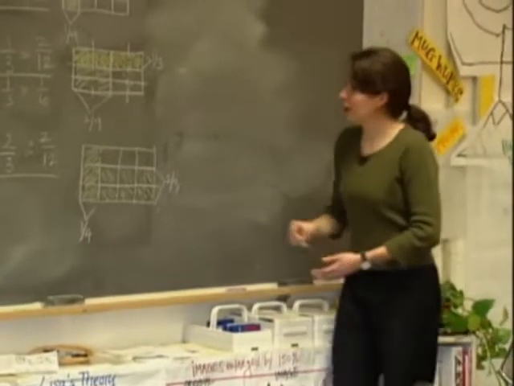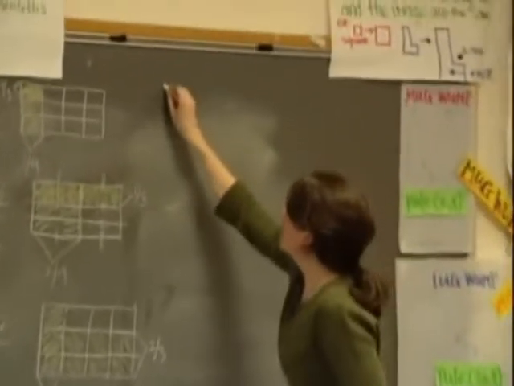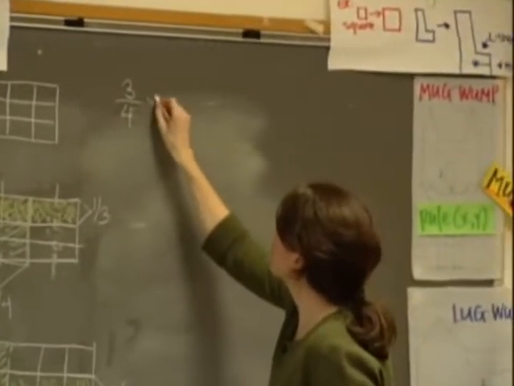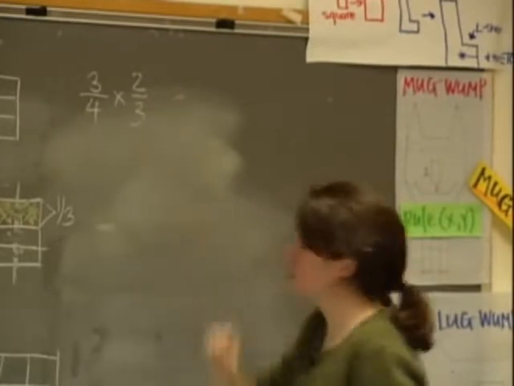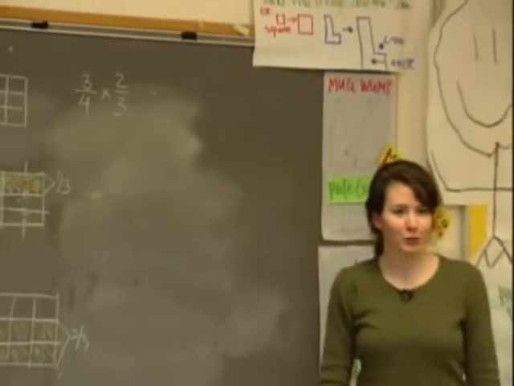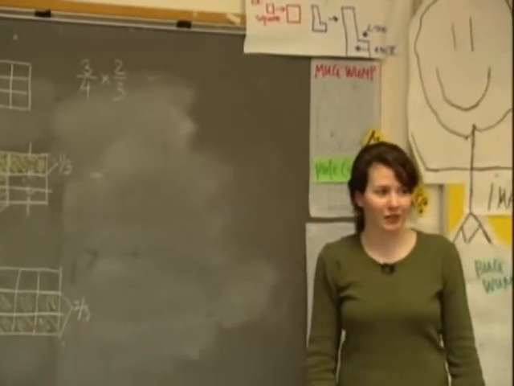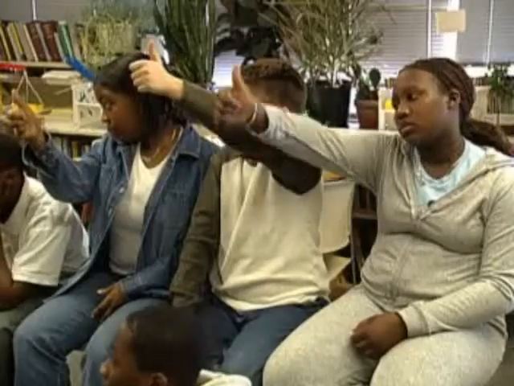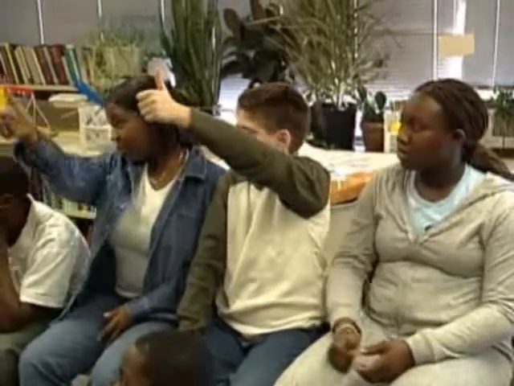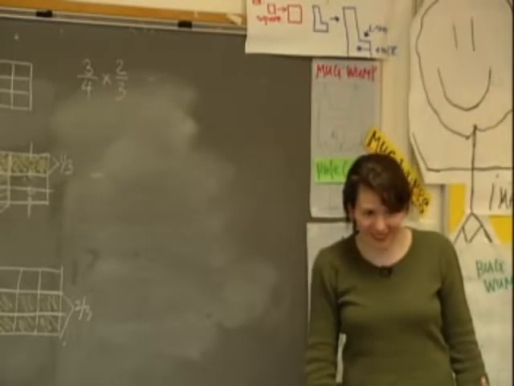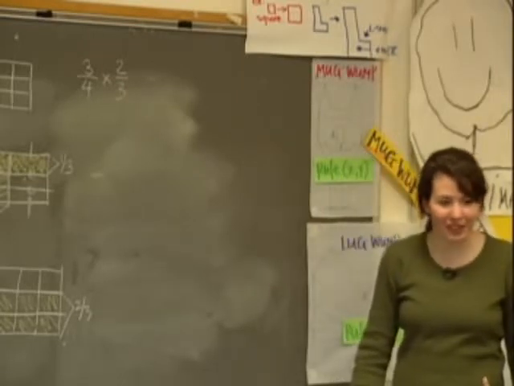Okay, let's keep going. I'm going to move up this way. What about a problem like this? 3/4 times 2/3. Ooh, we're fast this time. Take a minute to think. Devin, are you thinking? Do you want to try this one? No. You sure? Okay. Let's see. How about Kamani? 6/12.